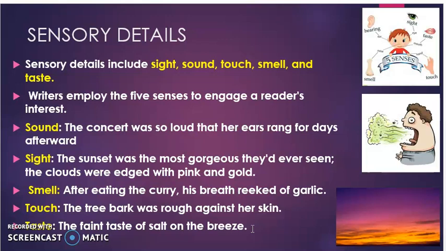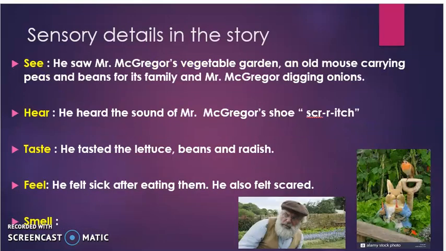Now, coming back to Peter Rabbit, coming back to the lesson, let's see if we can find some sensory details from the lesson. I hope you have read the lesson very well. So, let's see what Peter Rabbit sees. Our first one is the sense of sight. We see with our eyes. So, what did Peter Rabbit see?